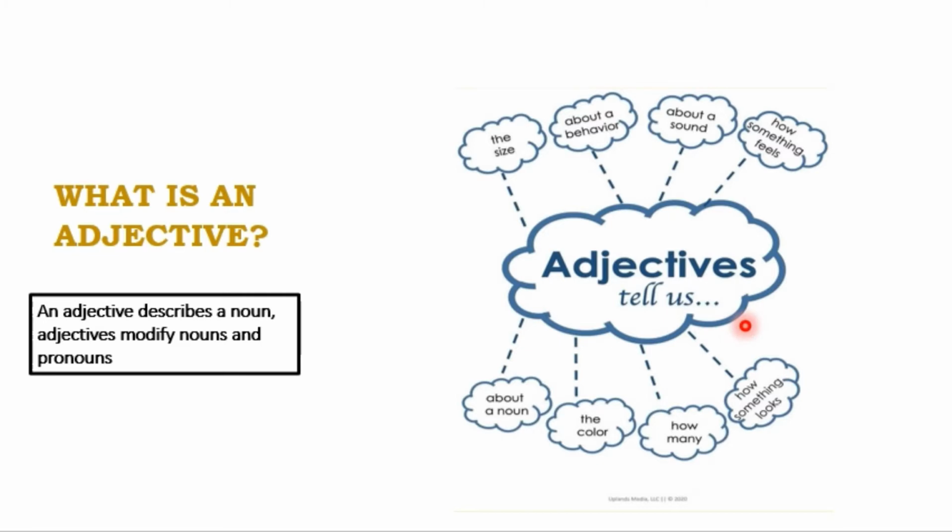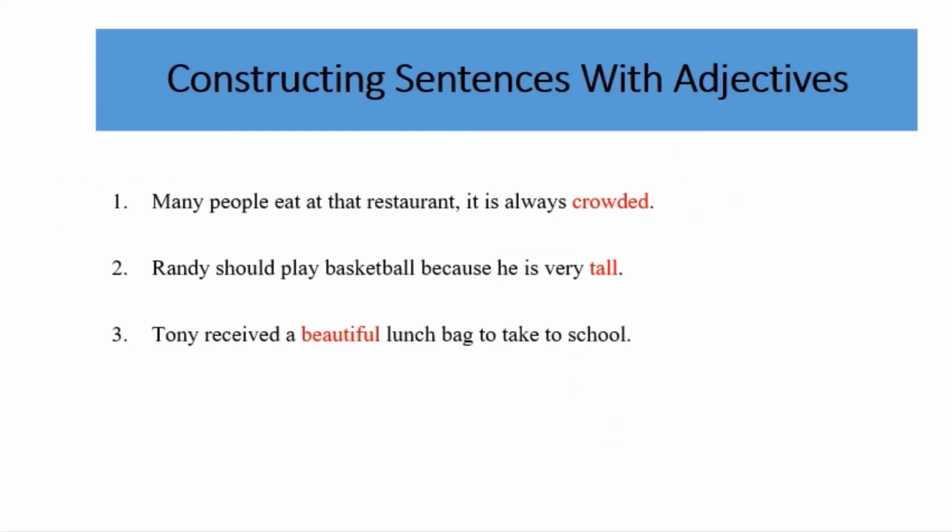Adjectives tell us the size of something, about a behavior, about a sound. It can also tell us how something feels. We're going to be looking at a few examples. Let us look at a few examples of how we can use adjectives in a sentence.